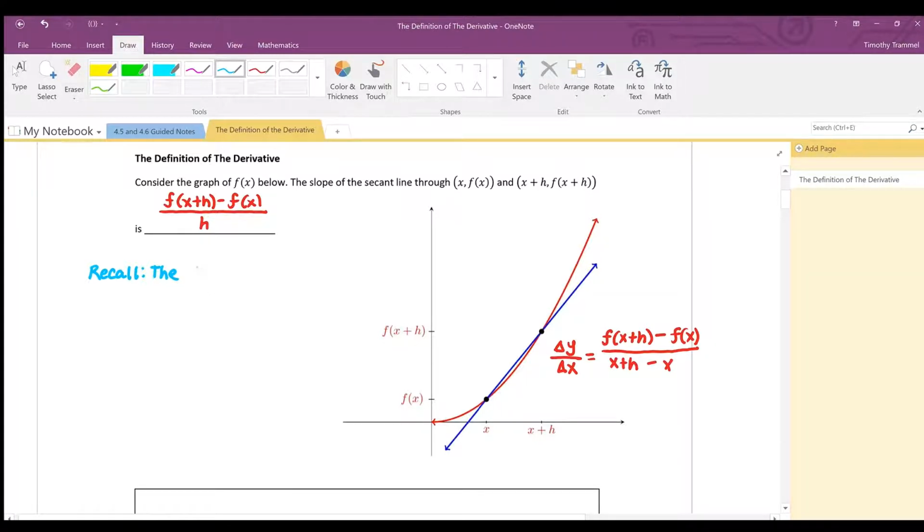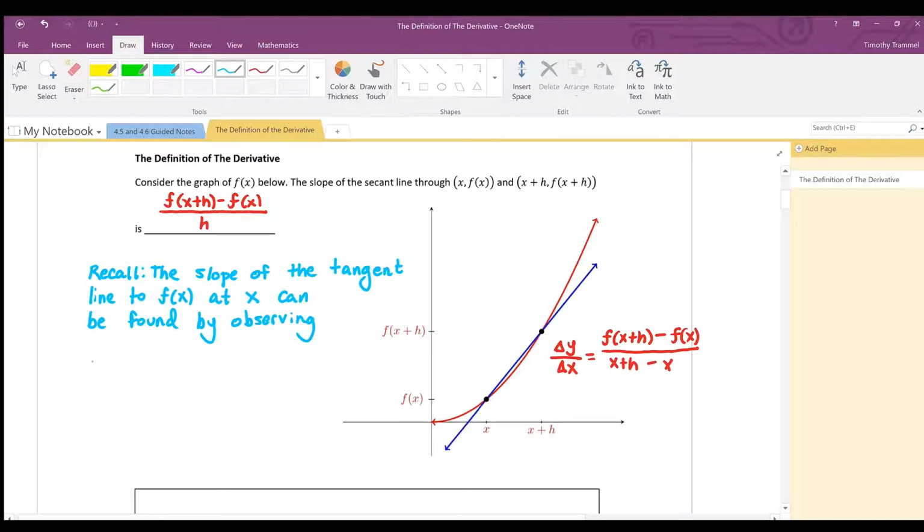All right, so it tells us the slope of the tangent line to f of x at x, actually let's just say at x, can be found by observing the limit as h goes to 0.